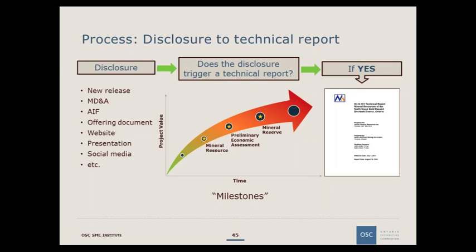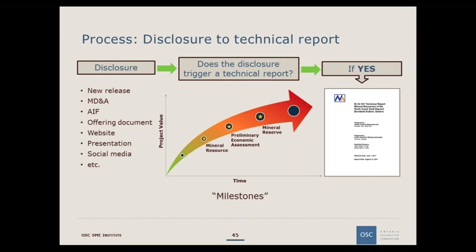Offering documents, invariably a company that comes in with financing via a prospectus or via a short form offering document, or formerly a rights offering, those kinds of documents generally trigger technical reports if they contain scientific and technical information. The website disclosure, presentations, social media, they can trigger a technical report. If your idea is to disclose your new mineral resource estimate or your new preliminary economic assessment for the first time over your YouTube channel or your Facebook page, yes, it's still caught. It still requires you to file a technical report.